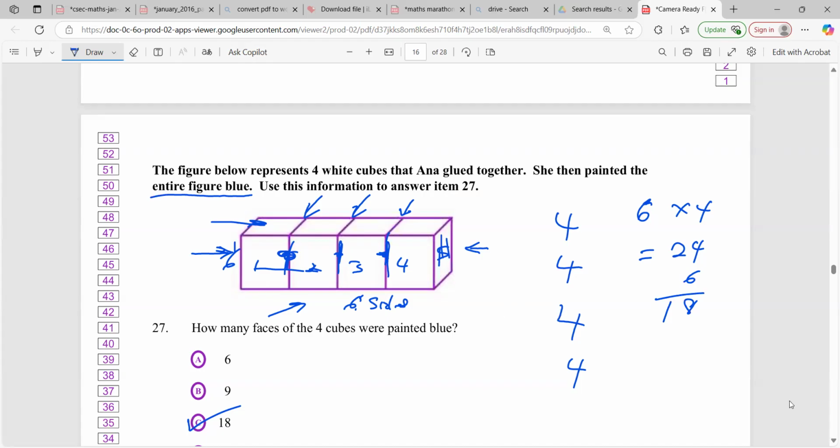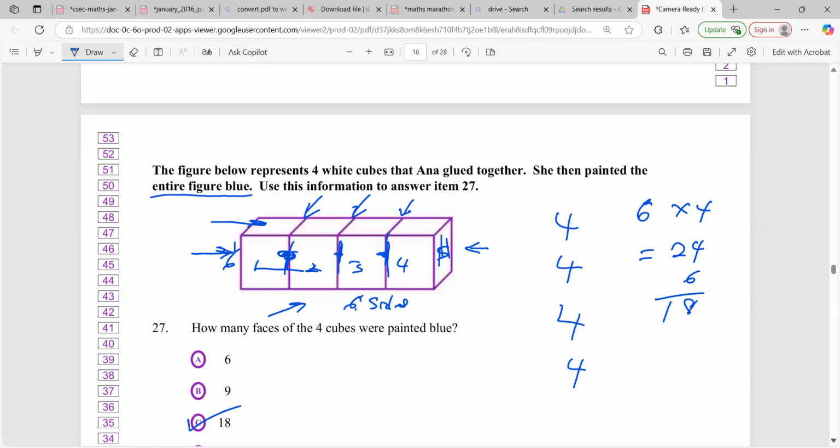If it was not glued on, then it would have been a different space, right? So that's the trick to it. Sir? Yeah, go ahead.